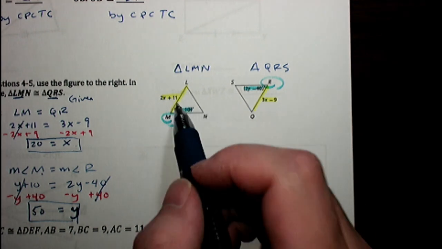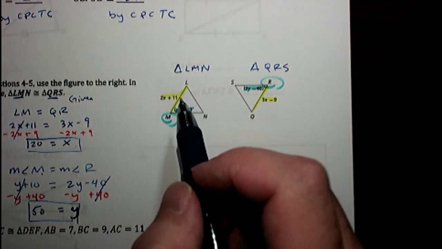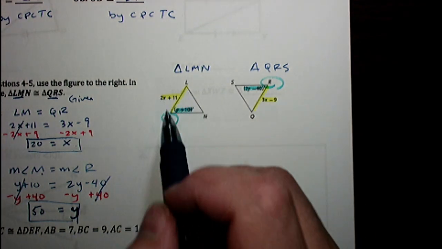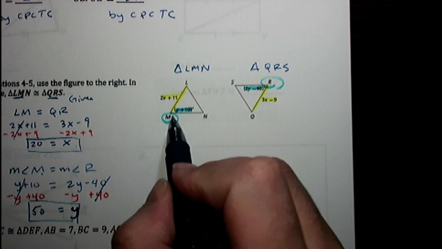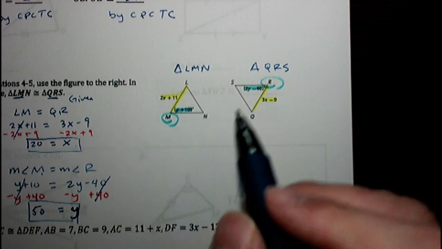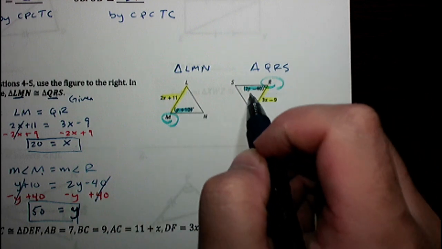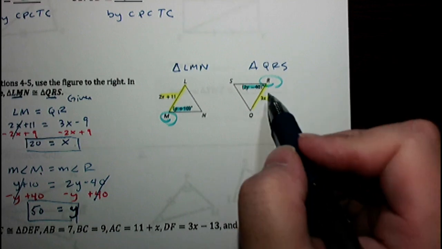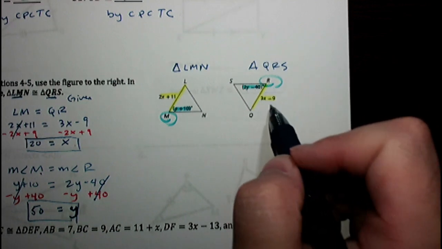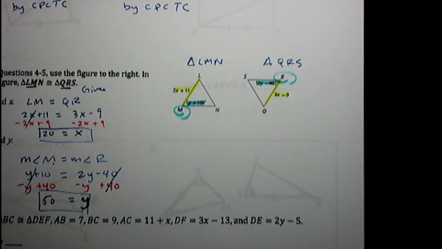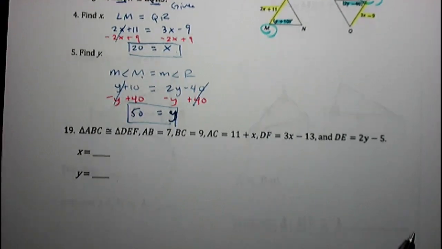So if you can't see this, the measure of LM is 2x plus 11. The measure of angle M is y plus 10. The measure of angle R is 2y minus 40. And the measure of RQ is 3x minus 9. Okay? All right, let's go ahead and move on here.